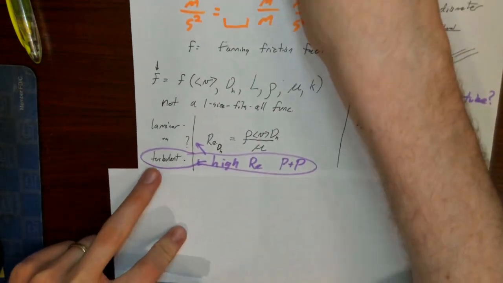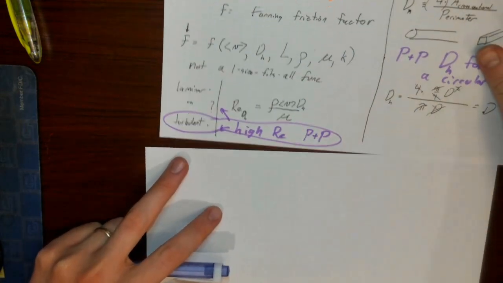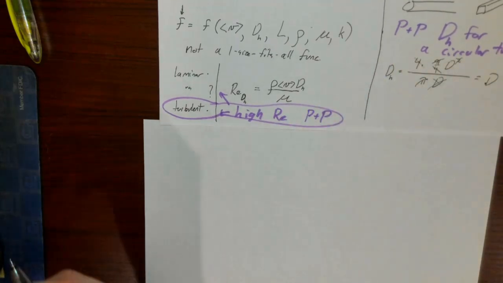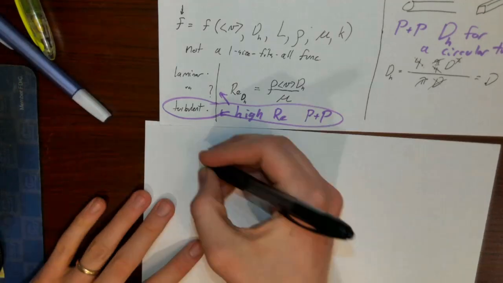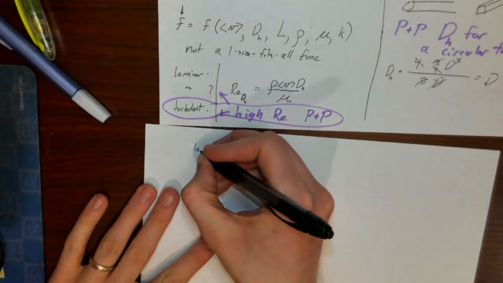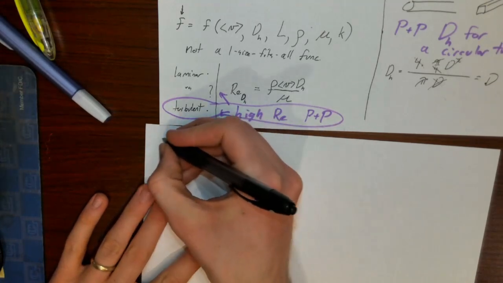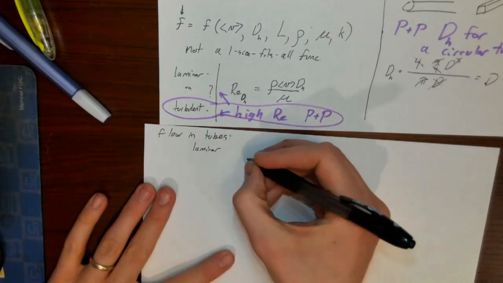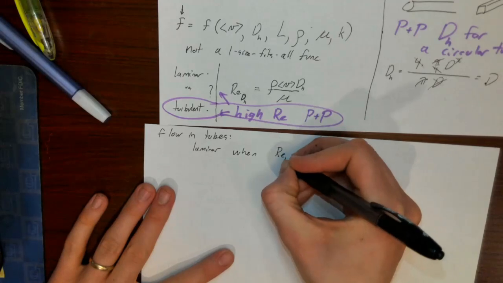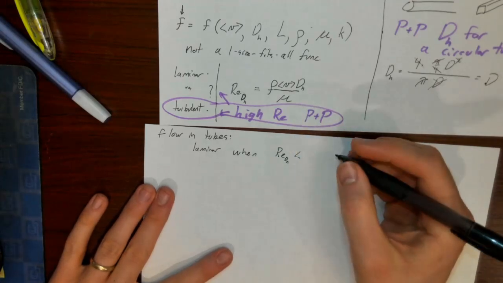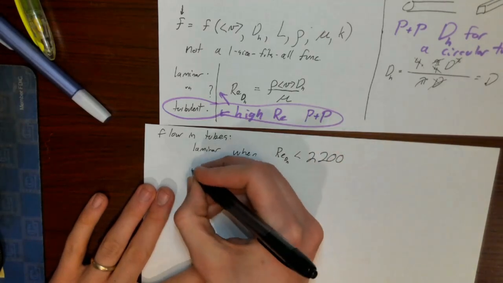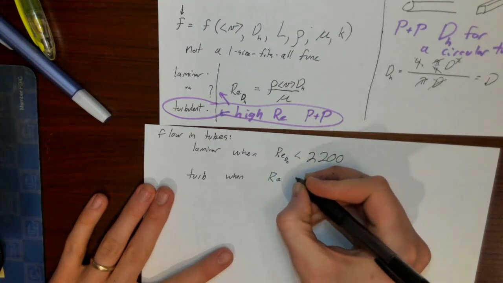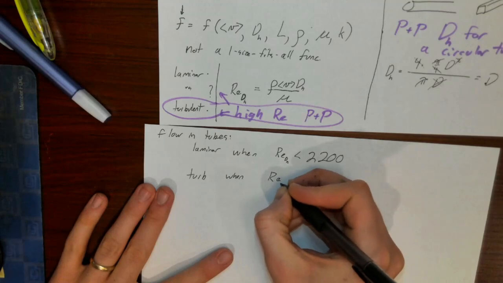I told you that high Reynolds numbers are turbulent and low Reynolds numbers are laminar, but how high is high? How low is low? You might want a sort of hard and fast rule to help you deal with this. So it turns out that flow in tubes is laminar when the Reynolds number is less than 2200, and turbulent when the Reynolds number is greater than 4000.